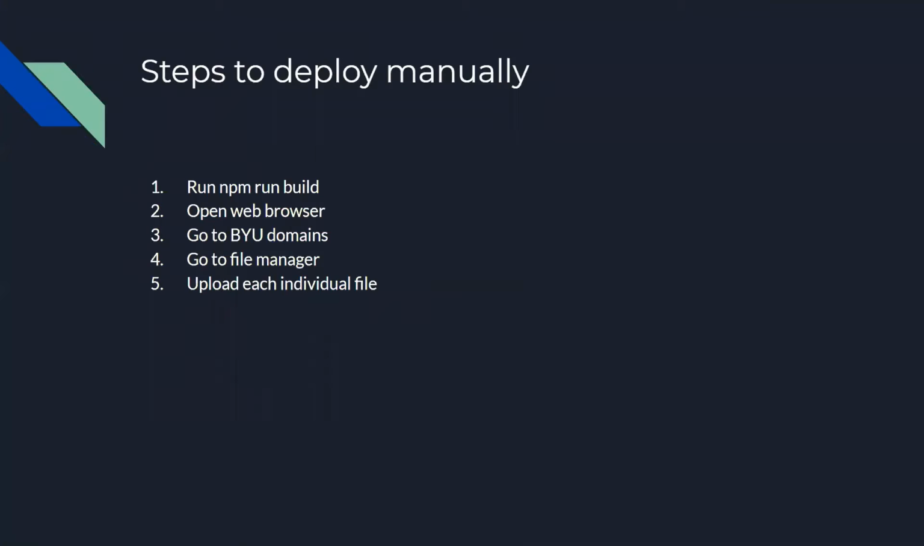Starting off, looking at the problem, when we want to deploy to BYU Domains, the steps to manually deploy are: run npm run build to get those production files. We have to open our web browser. We have to go to BYU Domains. We have to go to File Manager, and we have to upload each individual file to where we want it. And it can be pretty time consuming. It makes me not want to deploy every time I make a little change. It makes me want to wait until I've created something big before I deploy, which can have its drawbacks.